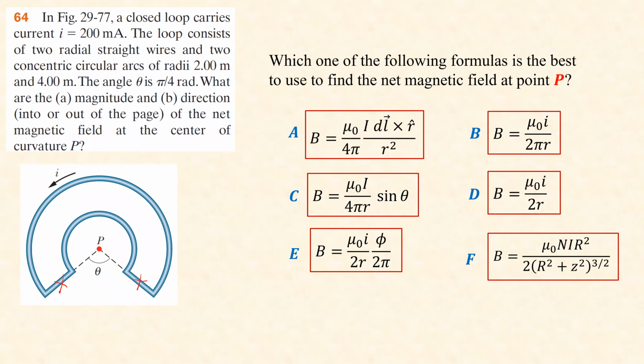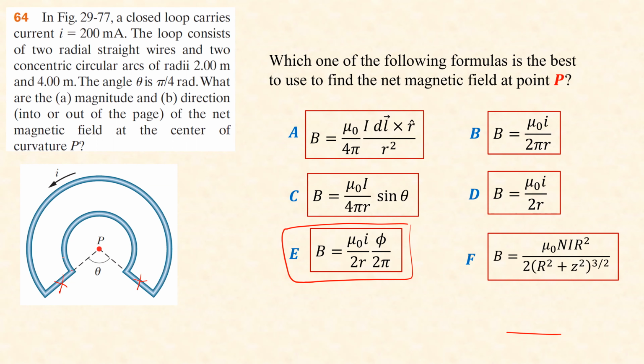But in order to find the magnetic field of the arcs, which one of the equations is the most useful? E. E, very good. Yes, we said that this is for a circular arc. That's the answer. Thank you. All right. So this is the equation we need to use. And how do we use it?